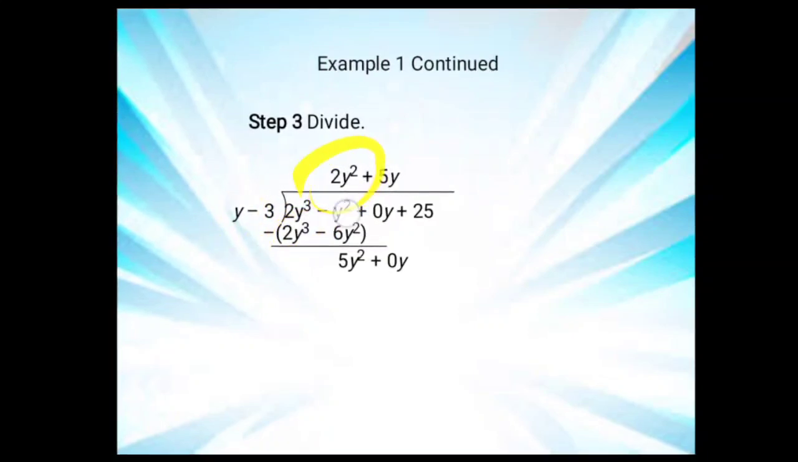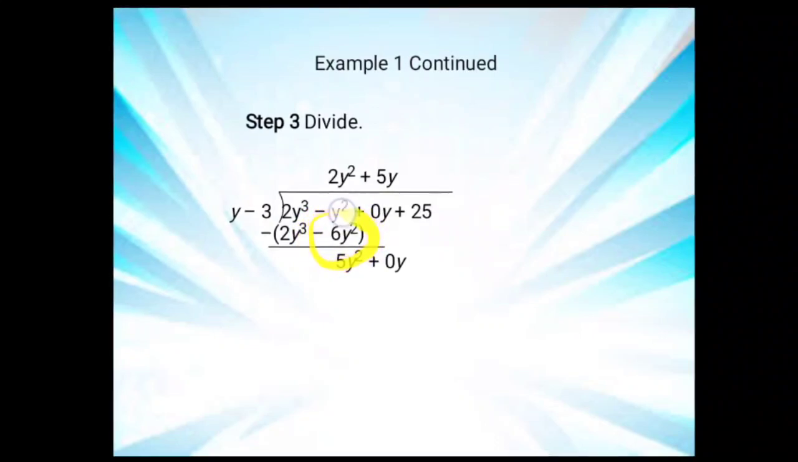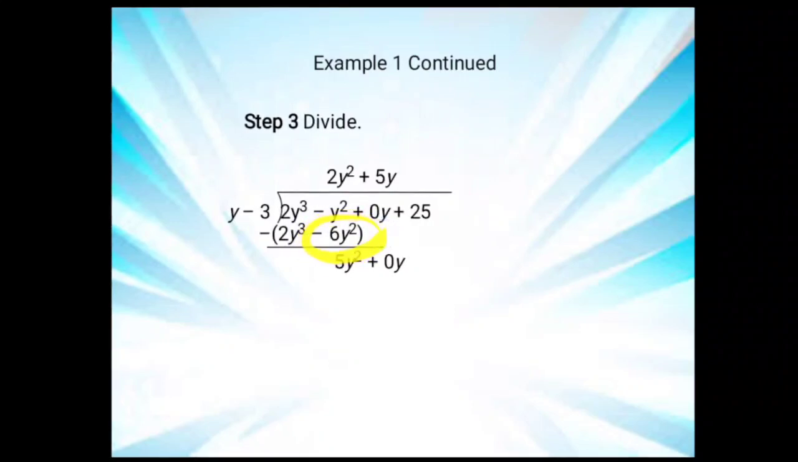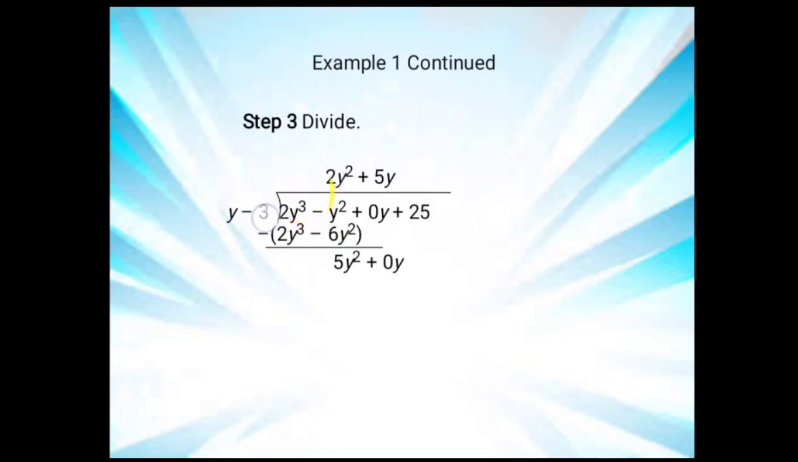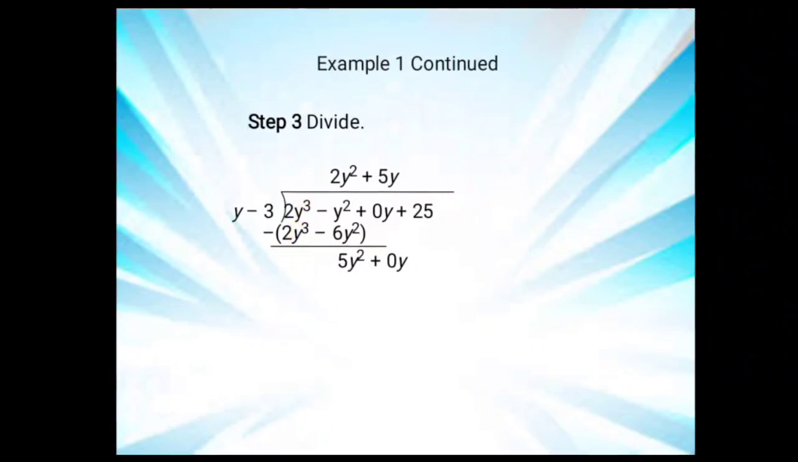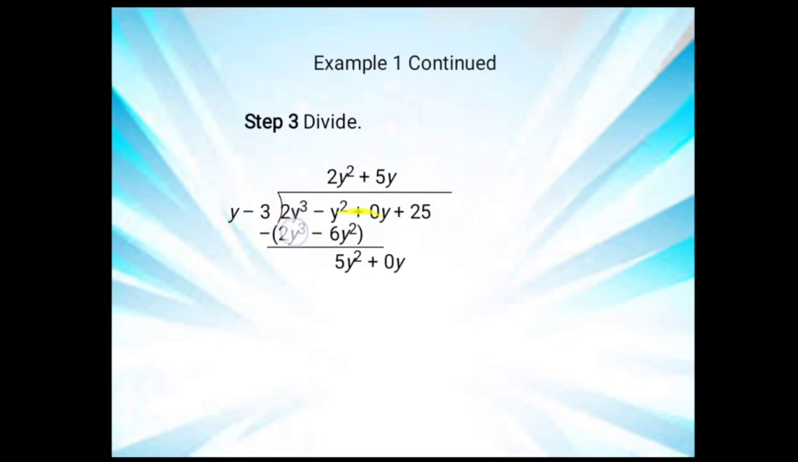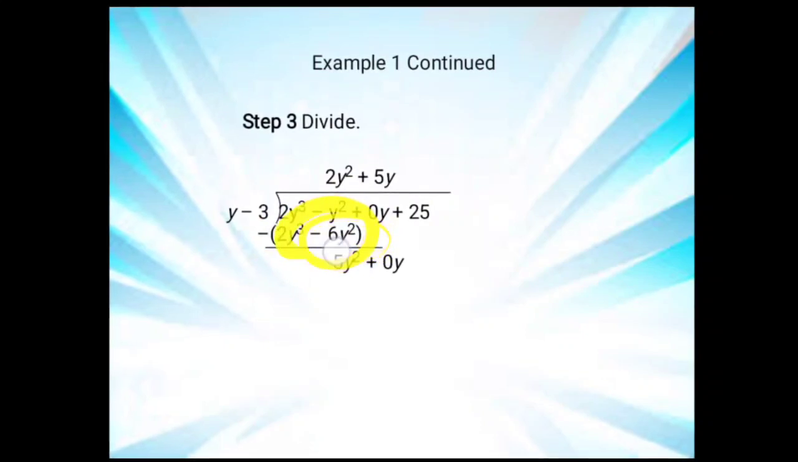Then 2y squared times negative 3 is negative 6y squared. Okay? Then after that, same process as how you divide numbers. You have to subtract them. Okay? Your subtraction. 2y cubed minus 2y cubed, that is 0. We don't need to write the answer. So let's proceed. Negative y squared minus negative 6y squared.